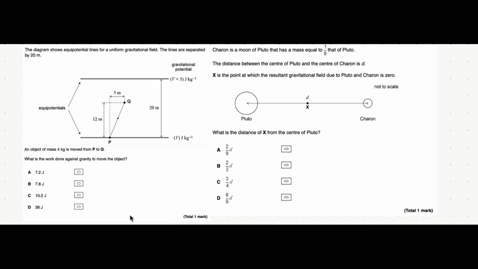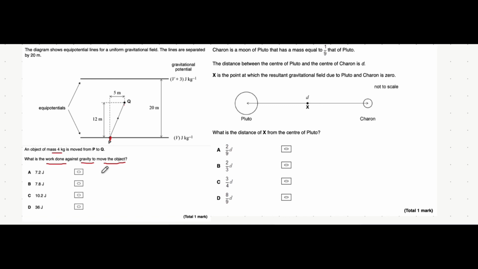These are two very difficult questions from gravitational fields, and the multiple choice questions in general in year 2 physics get quite difficult. So it tells you the distance between these two lines of equal potential are 20 meters. It tells you an object of mass 4 kg is moved from point P to Q. Okay, it's asked for the work done against gravity to move the object.